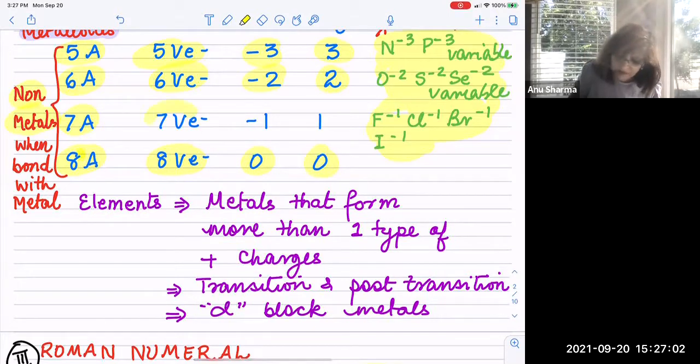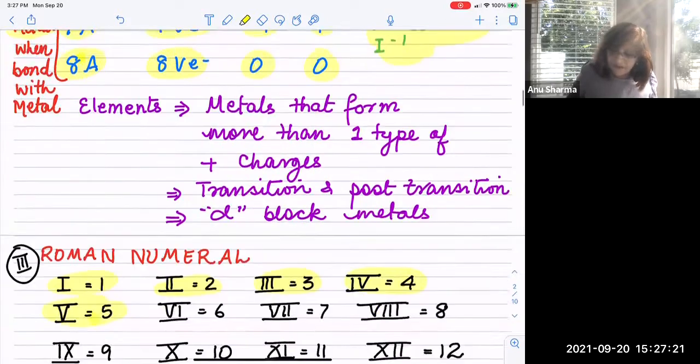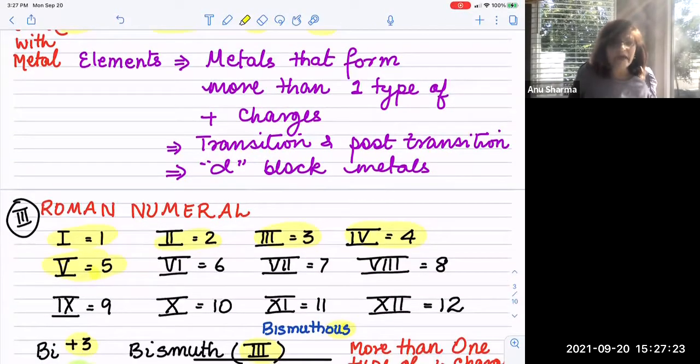Now comes group 7A, with 7 valence electrons. They only need 1 more electron to get the nearest noble gas configuration, or the 8 electrons. So they will make only 1 bond. But there are exceptions. Exceptions are, first of all, the metals that can form more than 1 type of positive charge.